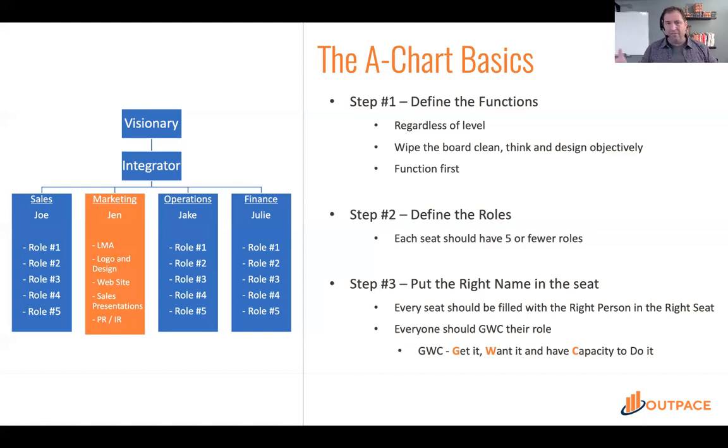Wants it is they have a passion for the seat. They like to do this work. They look forward to doing this type of work. We want people that are excited to do what they're doing because that's where we're going to get their greatness. And then the third piece of it is the capacity to do it. We want to make sure that they have the skill sets to get the job done.